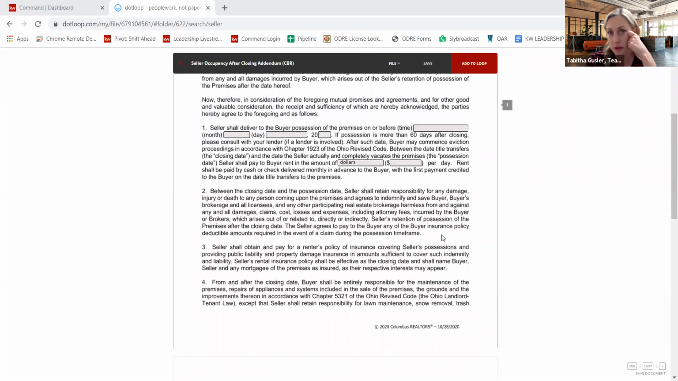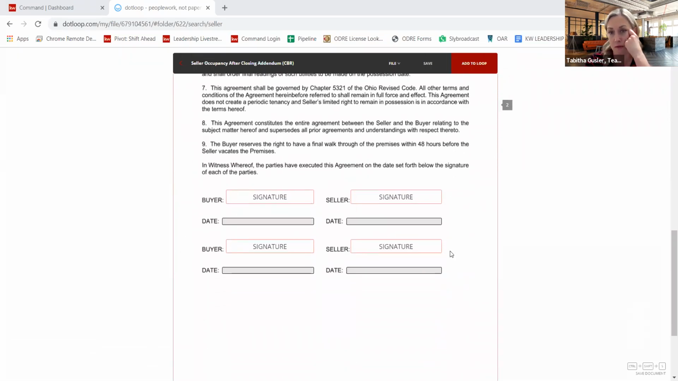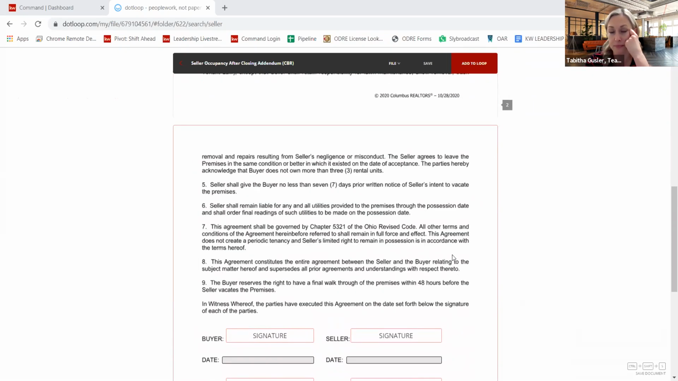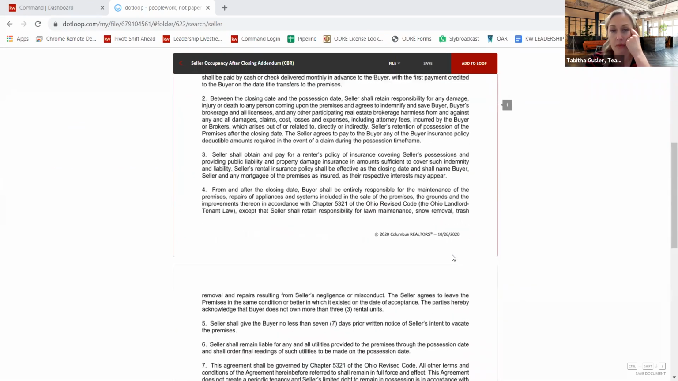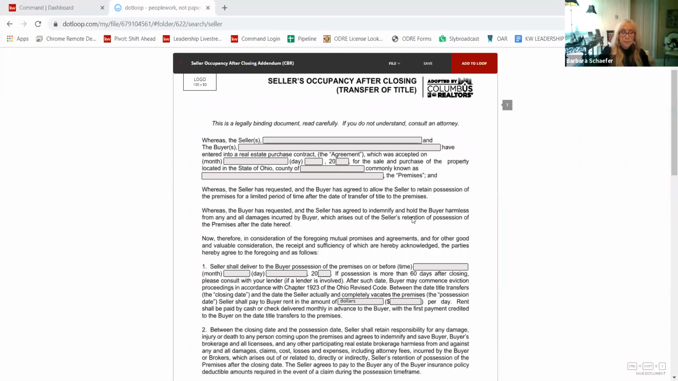Typically what I would do is write up the contract, and then if we got into contract, I would follow up with this afterwards. This does not need to go with the offer. But this says who has what type of insurance. See, where it says seller shall obtain and pay for a renter's policy, that is where I got that information. It also has the details of if they're paying and how much.